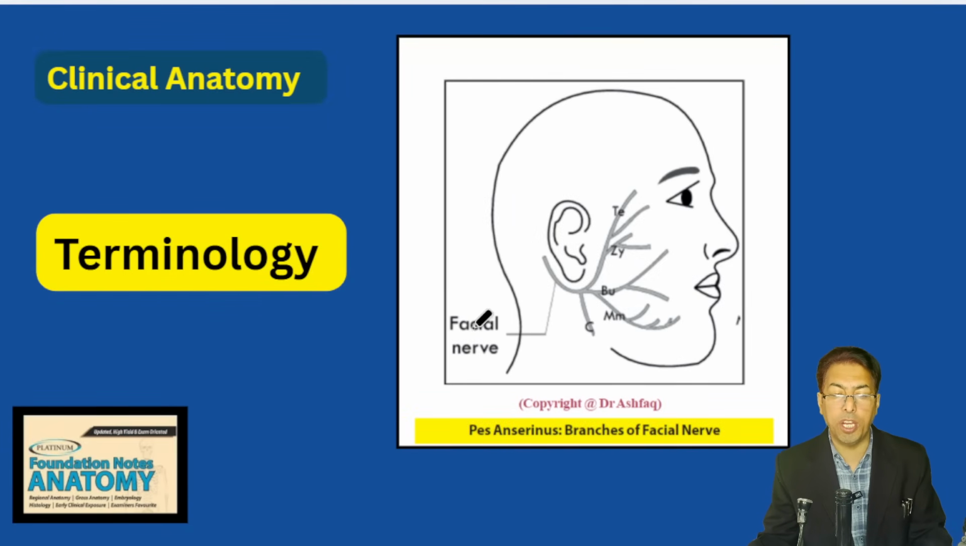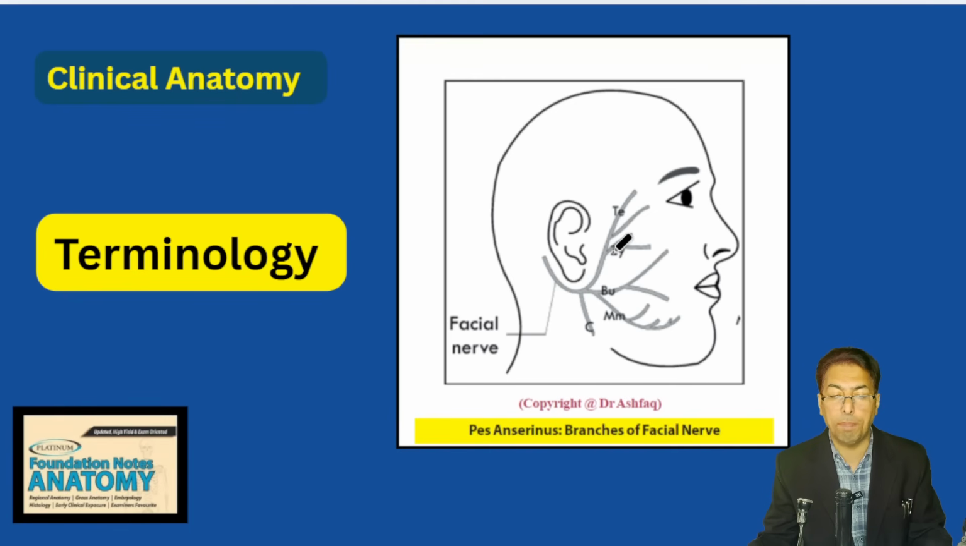Now, this shows the facial nerve and the branches of the facial nerve. And they ask you, what is this branching pattern called? As you are well aware, once the facial nerve exits from the parotid, there are these temporal, zygomatic, buccal, mandibular, and cervical branches, and they give the appearance of the feet of a bird, which is given the name pes anserinus. Pes means the feet and anserinus means the bird.